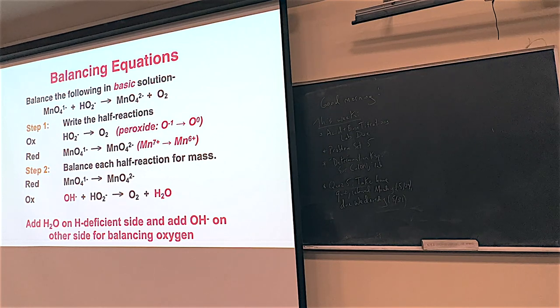And like I told you quickly, and I'll go through it again, for whatever reason, in my mind, I have problems balancing things in base, all right? Here's the punchline. You're supposed to add water to the side that's missing hydrogens, and you're supposed to add hydroxide to the side that's missing oxygens. But for whatever reason, that doesn't work very well for me.